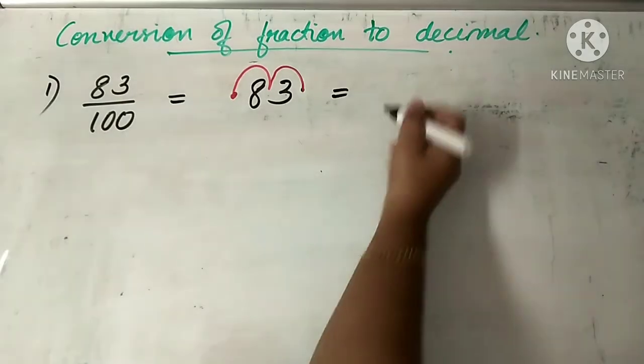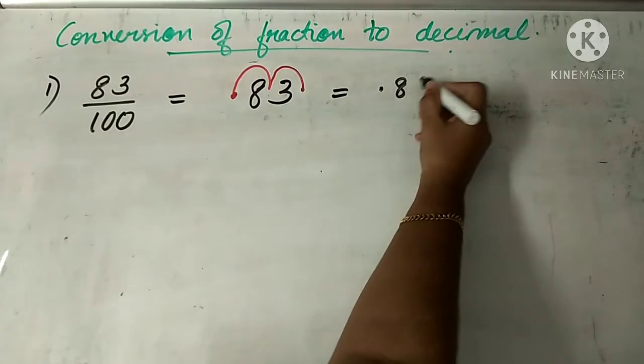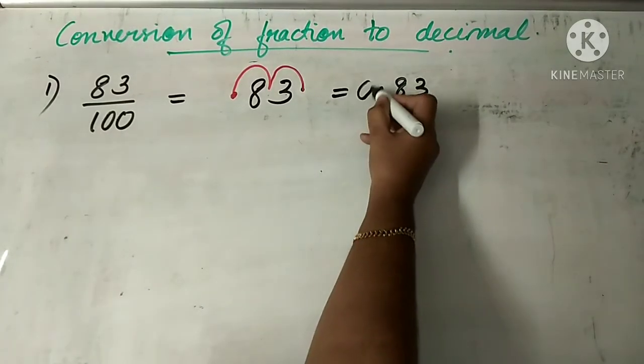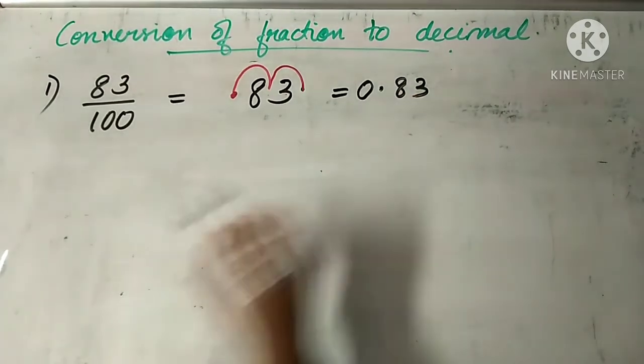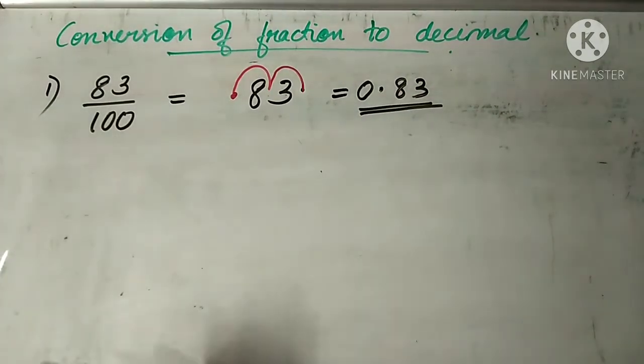So the answer is 0.83. If you want, you can put a 0 here. 0.83 is the decimal number for this decimal fraction.